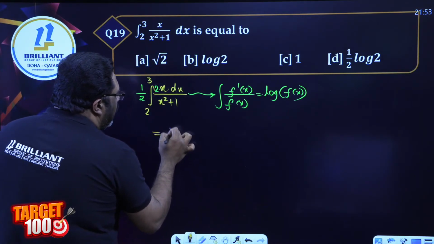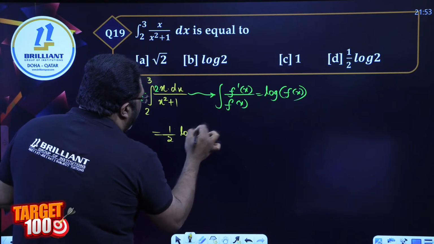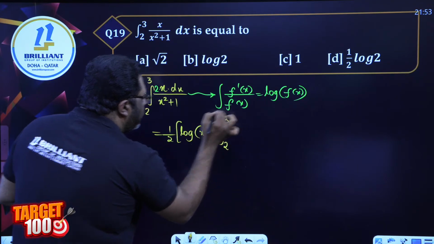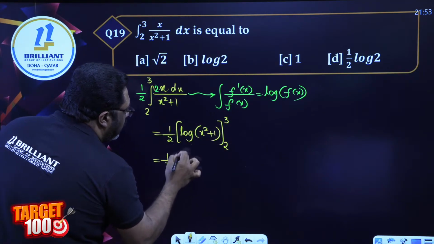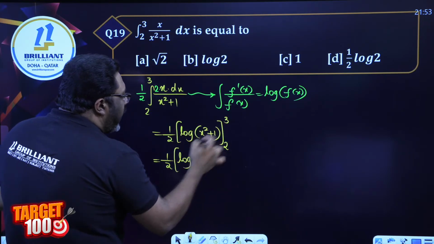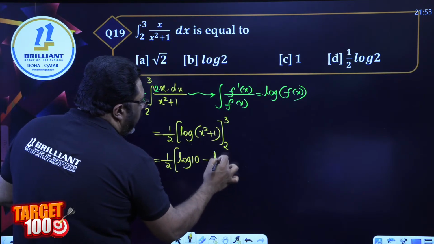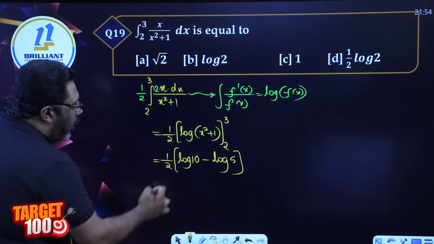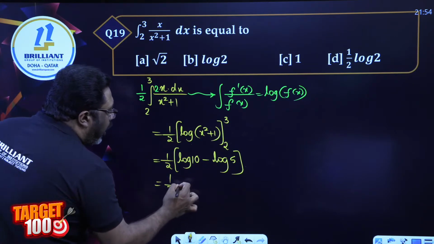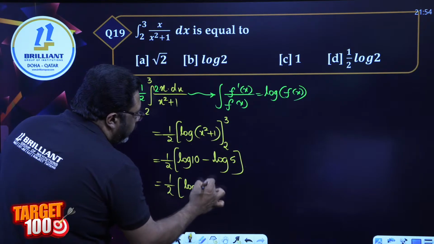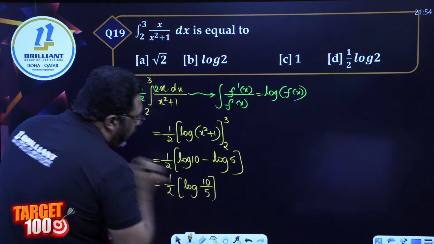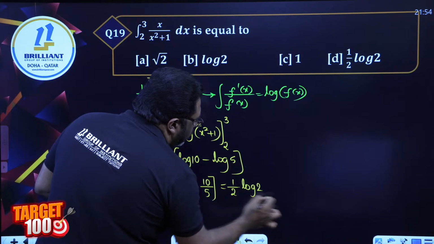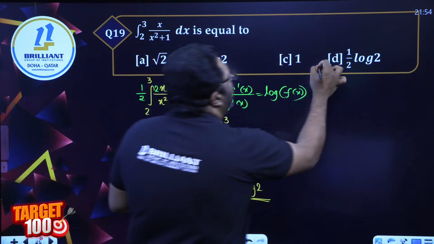You will get the answer as 1 by 2 log of x squared plus 1, and the limit is from 2 to 3. It's going to be 1 by 2 times log of 3 squared plus 1, which is 10, minus log of 2 squared plus 1, which is 5. Log 10 minus log 5. According to the property of log, log A minus log B is log A by B, which gives half log 2.